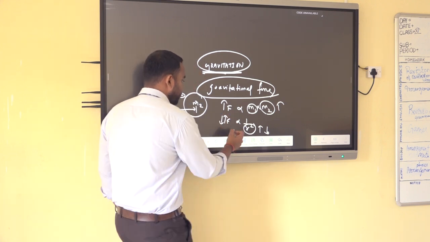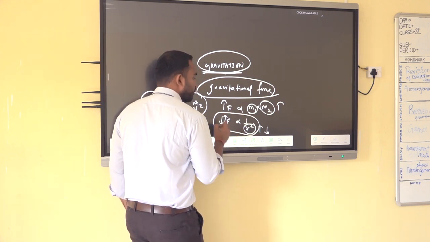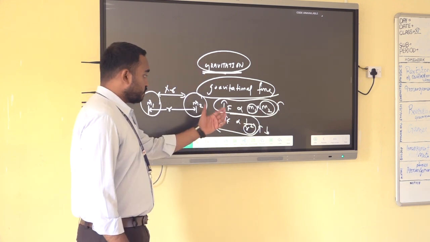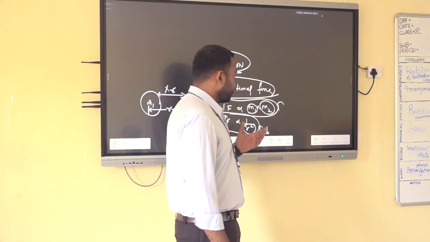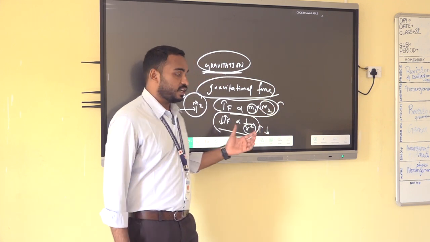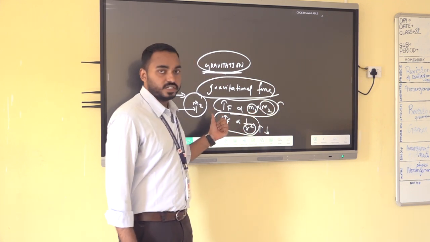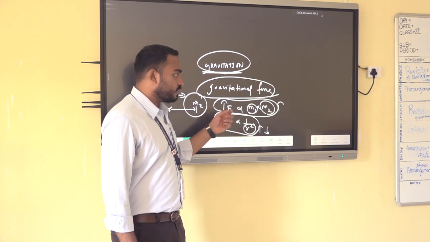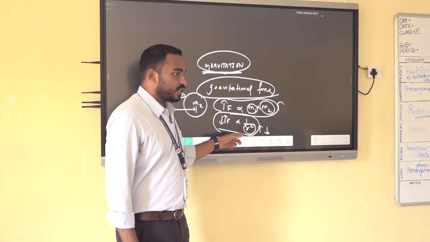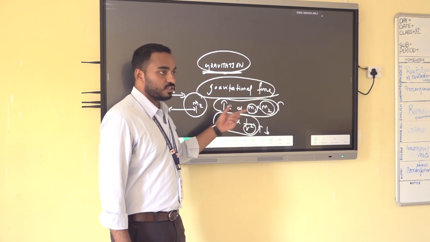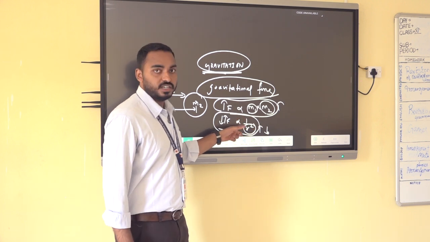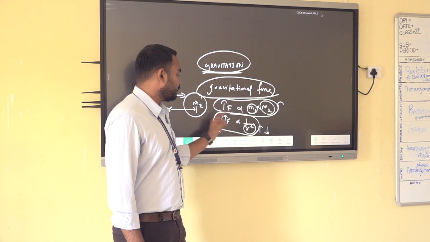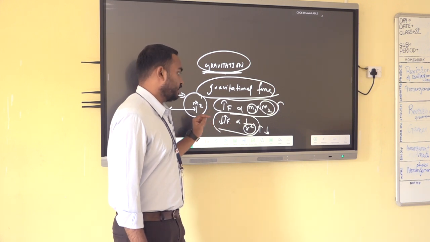That means, this is inversely proportional, and this is directly proportional. In case of directly proportional, if the quantity on the right side increases, then the quantity on the left side will also increase. Similarly, if it is inversely proportional, then if the quantity in the denominator of the right side increases, then definitely the term on the left side of the proportionality symbol will decrease.